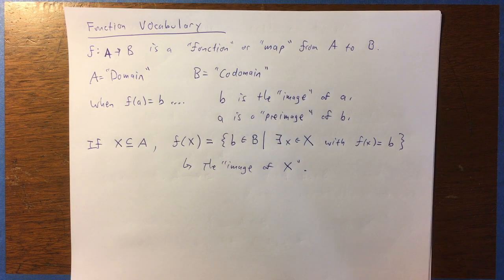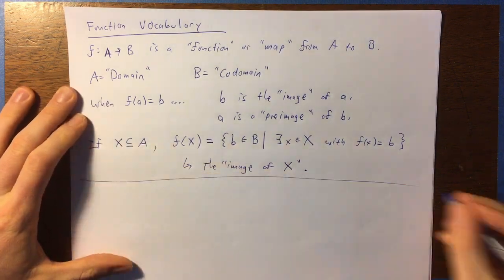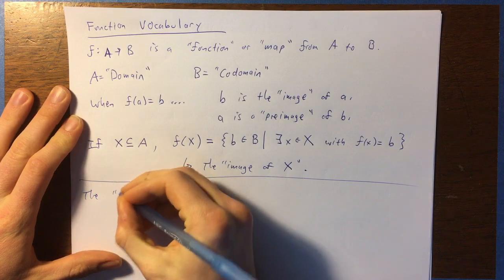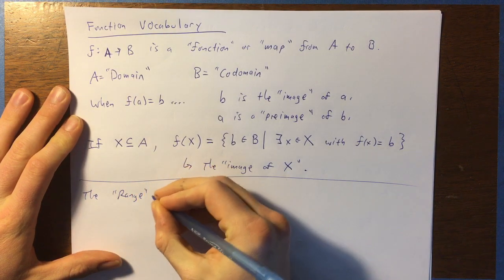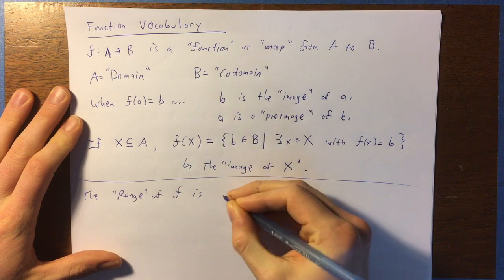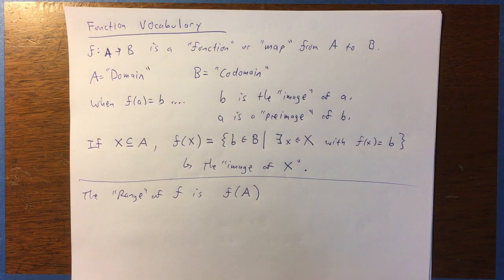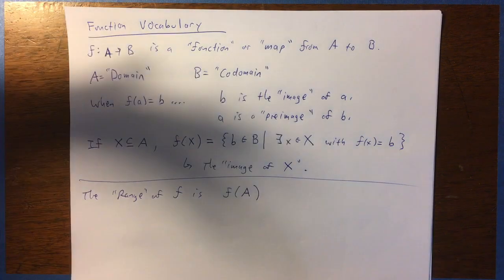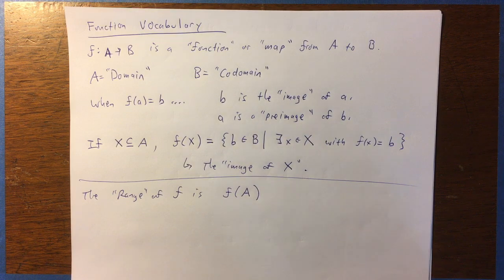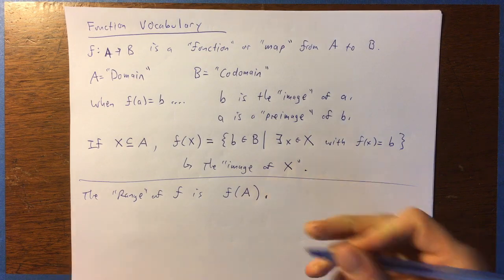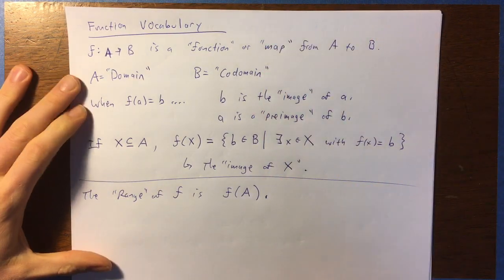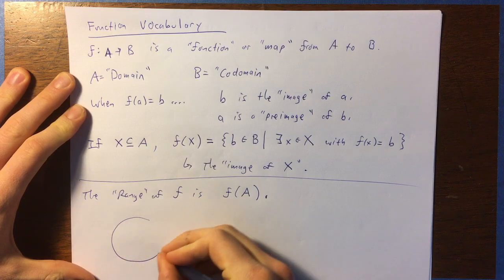All right, so now let's talk about the range. The range of f is basically the image of the entire domain. So if you imagine sticking all of the possible inputs into the function and then looking at all of the possible outputs, that's the range. The range is the set of all possible outputs. Now, you might think, well, how does that differ from the codomain? I'll show you a picture that kind of describes how that's different.